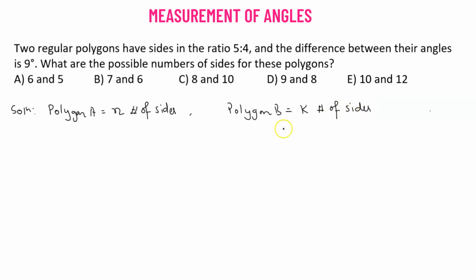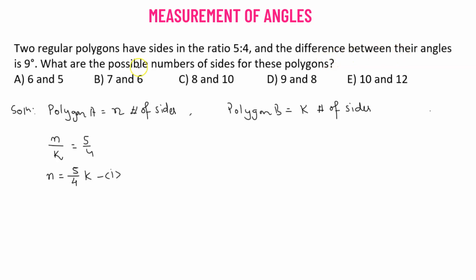Now it's given here that the ratio of the sides of polygon A to that of sides of polygon B, so n over k, this ratio is 5:4. This is a condition that's given to us. So we can rewrite n in terms of k as n equals 5/4 times k. We're going to label this as number 1. We'll use it in a moment. Now let's go to the next condition.